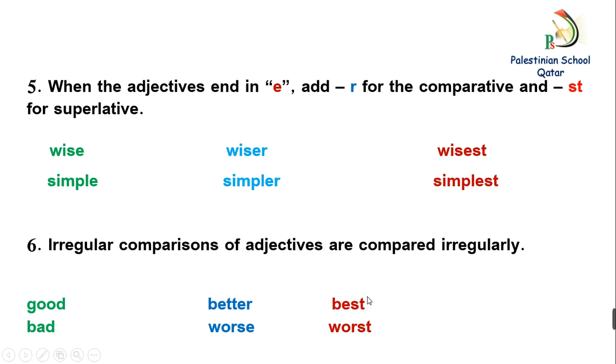Now number 5, when the adjectives end in e, just add r for the comparative and st for the superlative. For example, wise becomes wiser, just we add r, and wisest, just we add st. Simple becomes simpler, and simplest. Number 6, irregular adjectives are compared irregularly. For example, good becomes better. So here we change the word, we don't put er only, we don't put more, we change the word.